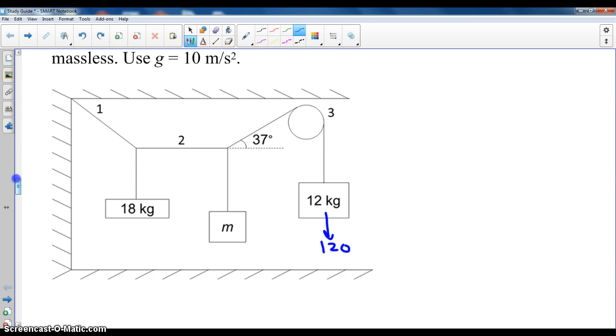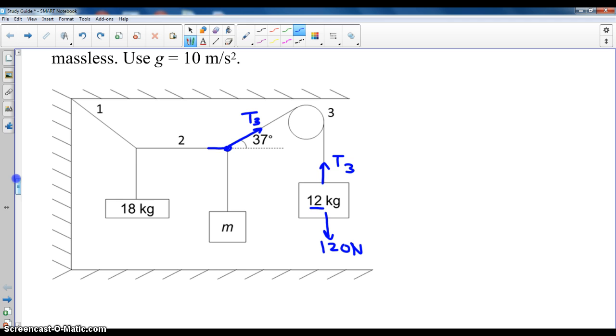Gravity pulls this thing down with 120 newtons. M is 12 times G 10, which gives us 120. Rope 3 has been pulled up, so they're stretched down, so it's being pulled back up toward the middle. It resists the downward stretching by pulling back up. And then at this point, T3 is pulling along the angle toward the middle.